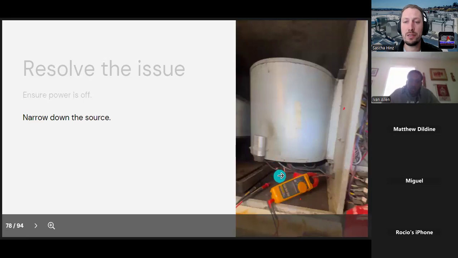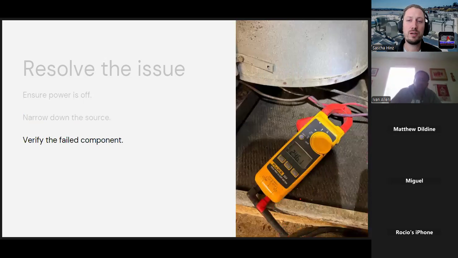I don't know if you can see it, but there's sparks coming out of the motor down here. We turned on the power. The motor was shorted internally. We turned it on, but it sparked and smoked and stuff like that, so we turned it off right away. So we turned off the power and then we verified the component is actually the component that has failed.